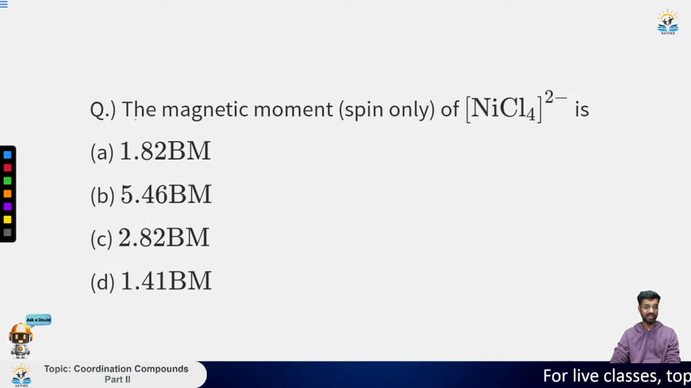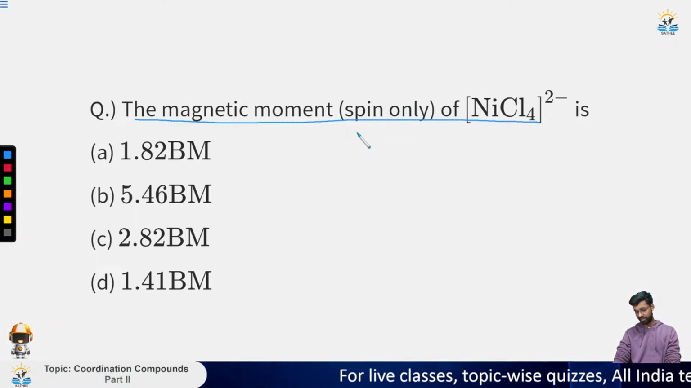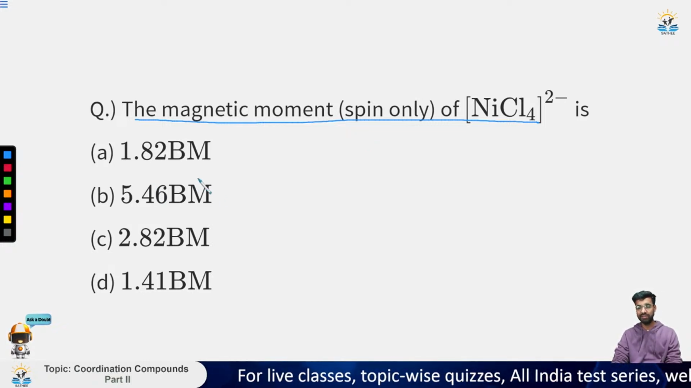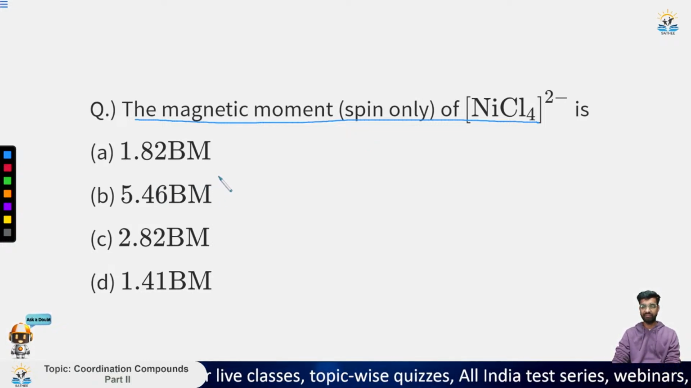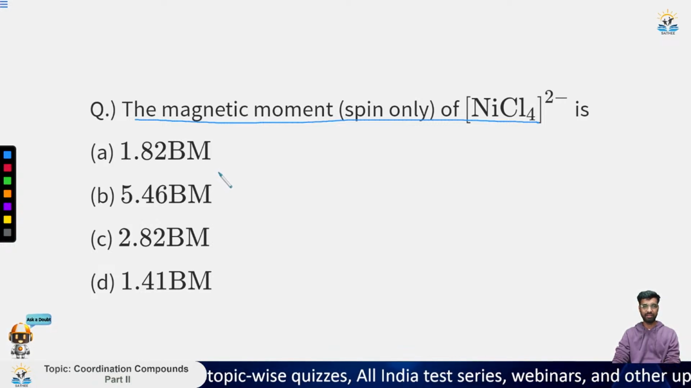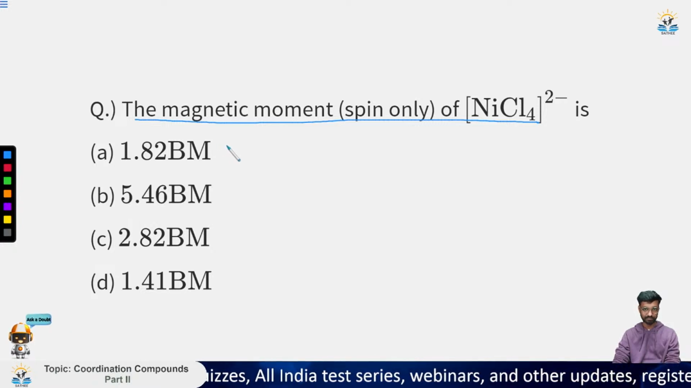Now we have to find the magnetic moment. First, we have seen how we can say whether a complex is paramagnetic or diamagnetic by looking at the electronic configuration. If we have an unpaired electron, then we will have paramagnetic behavior, and if no unpaired electron is present, then we will say it is diamagnetic. Now how will we decide the magnetic moment?